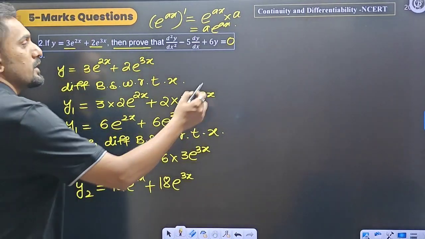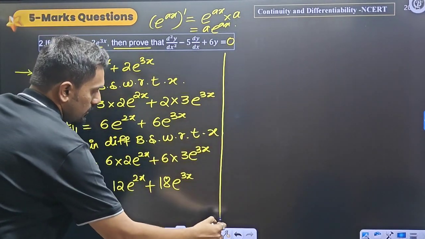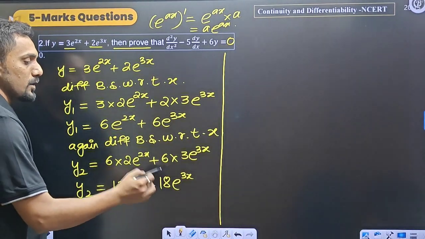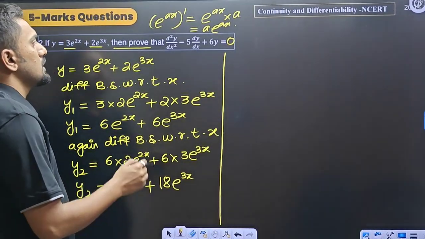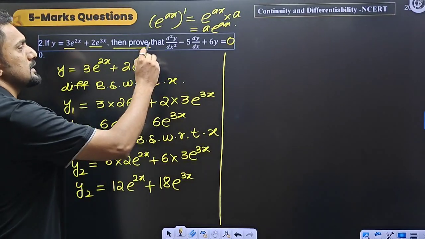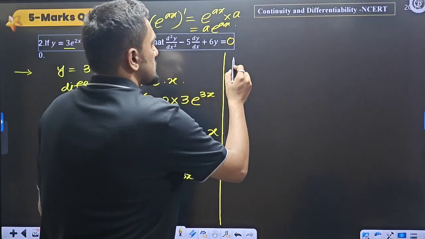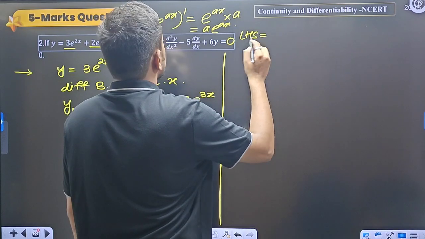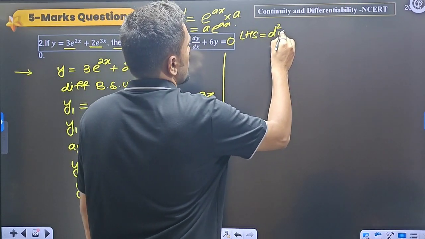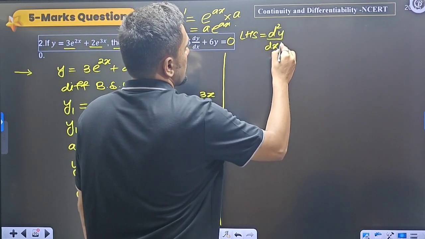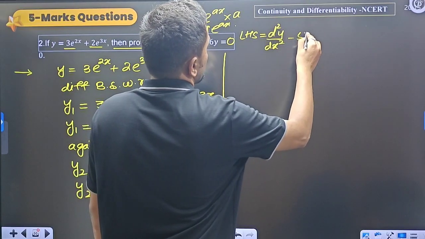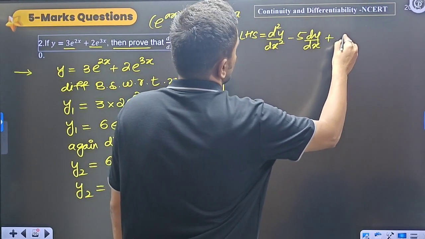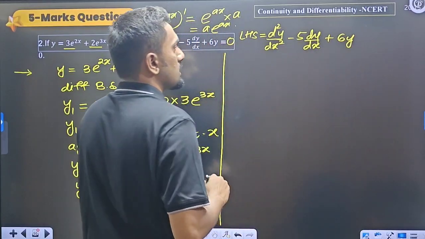Okay, now I know dy by dx, and I also know d square y by dx square. Let me substitute these two values in this equation. Let us consider LHS. So consider LHS is equals to d square y by dx square minus 5 into dy by dx plus 6 times of y.